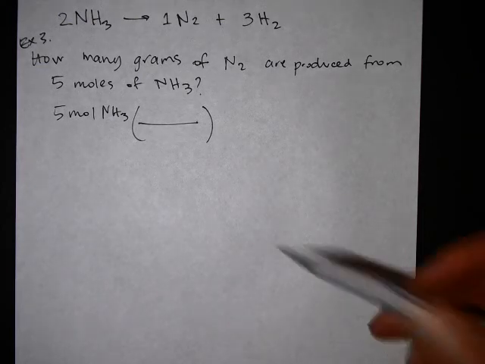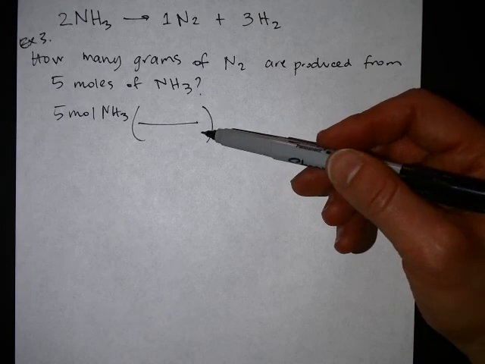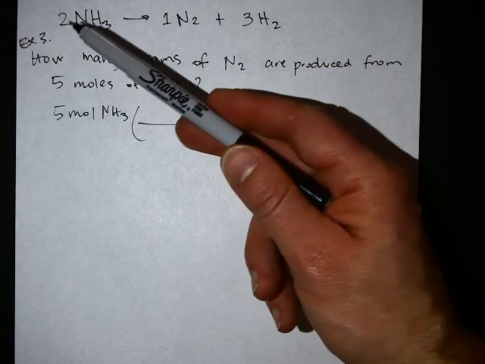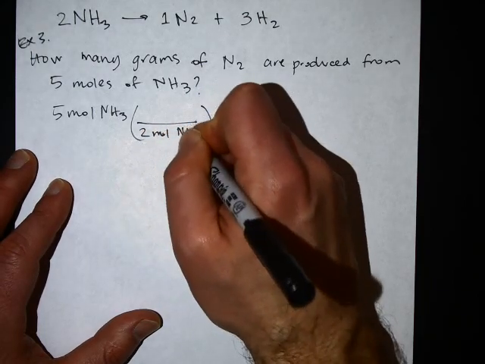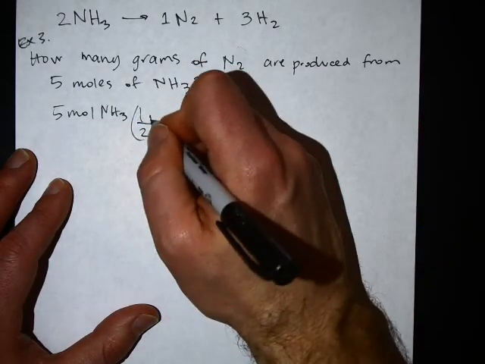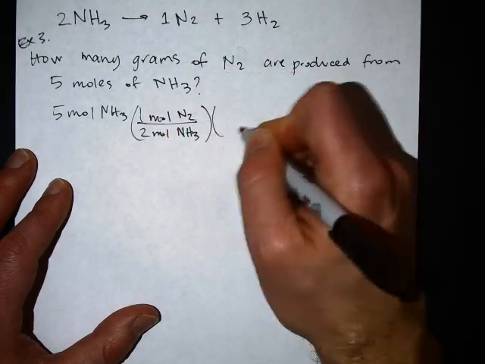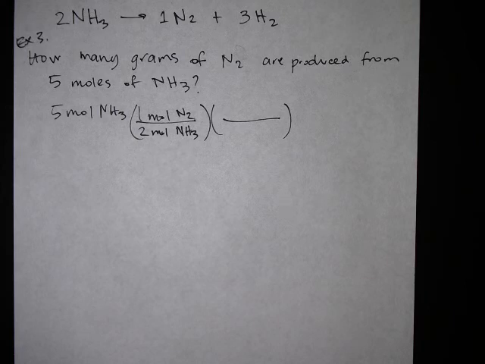Since I'm starting at ammonia, where does that go in the conversion factor? Bottom, great job. And the number is the 2 from the balanced reaction, so you use 2 moles of ammonia. And you want to get to, in this question, you've got to read again, nitrogen. So that's 1 mole of nitrogen. But I'm not done, because I want my answer in grams. Is there a way you can get from moles to grams? Yes, there is.